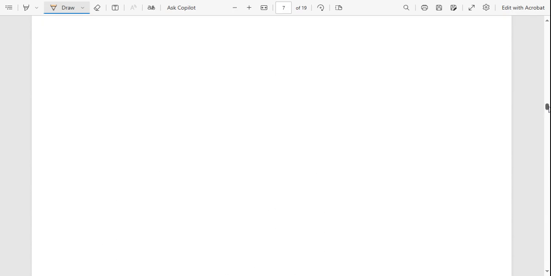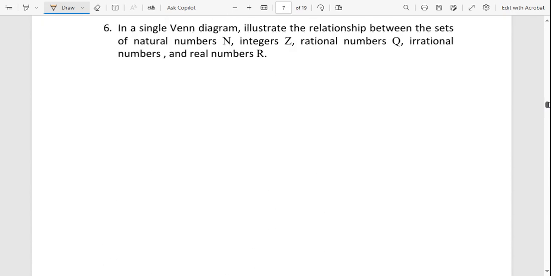So the last question that we are doing today is question 6, which says using a single Venn diagram, illustrate the relationship between the sets of natural numbers, integers, rational numbers, irrational numbers. Let me just give you examples. When it comes to numbers, the biggest set of numbers, we call them the complex numbers. Complex numbers are the biggest. So every number that you are thinking of, including what you're not thinking of, is a complex number.